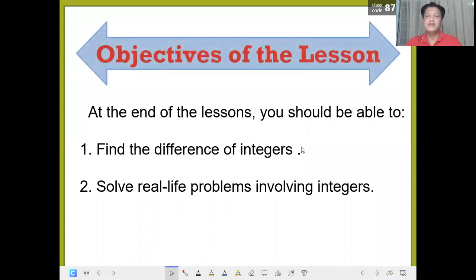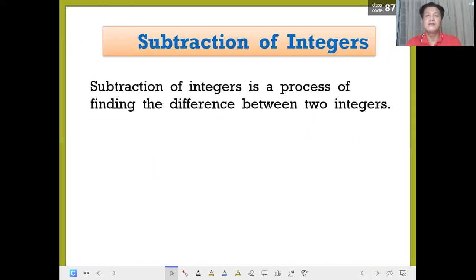With that, our objectives of the lesson. At the end of the lesson, you should be able to: 1. Find the difference of integers. 2. Solve real-life problems involving integers. Ito po yung kailangan nyo matutunan or ma-master this week. So with that, let's start.